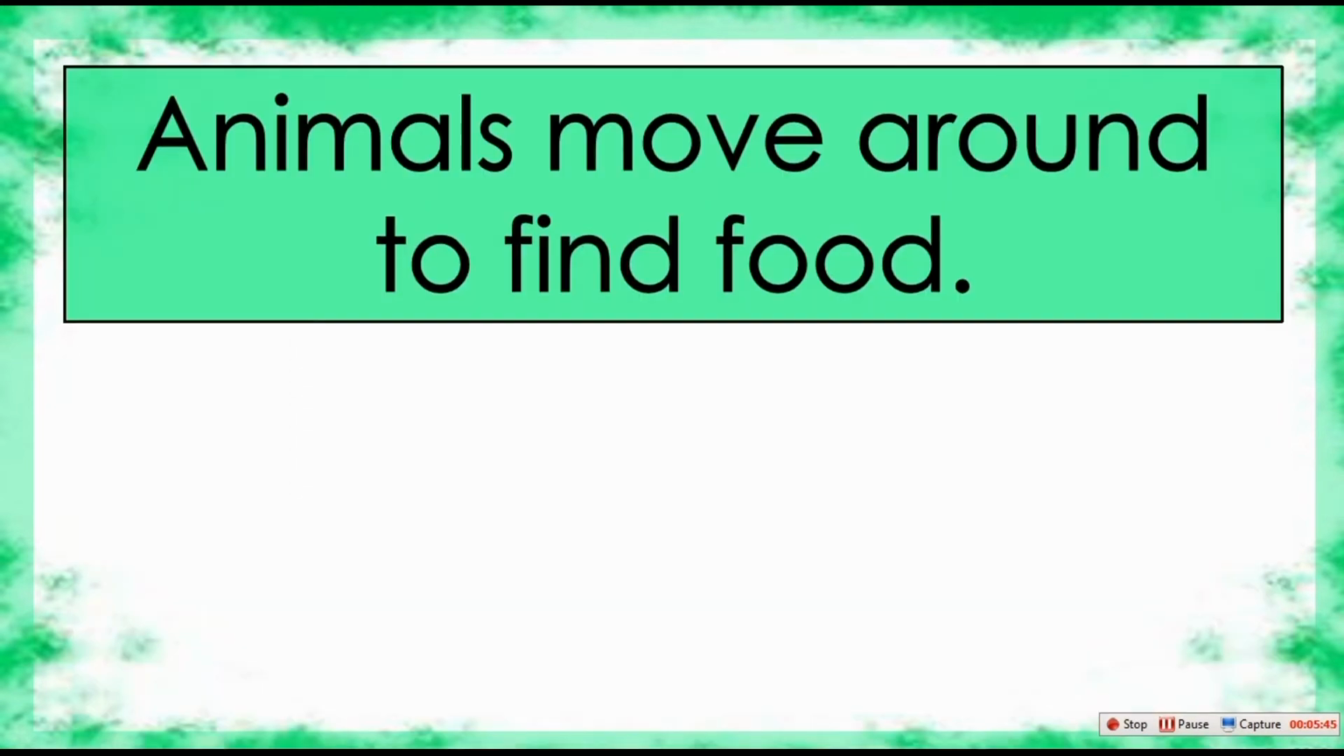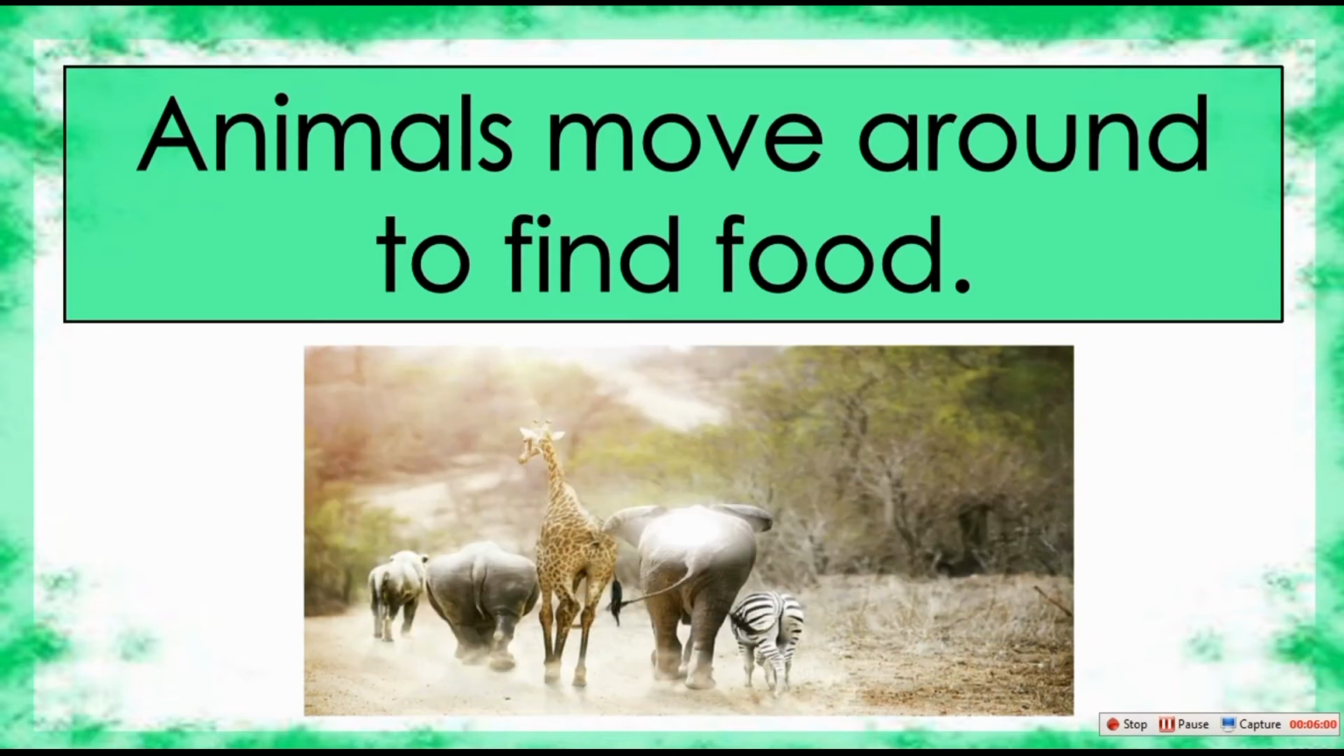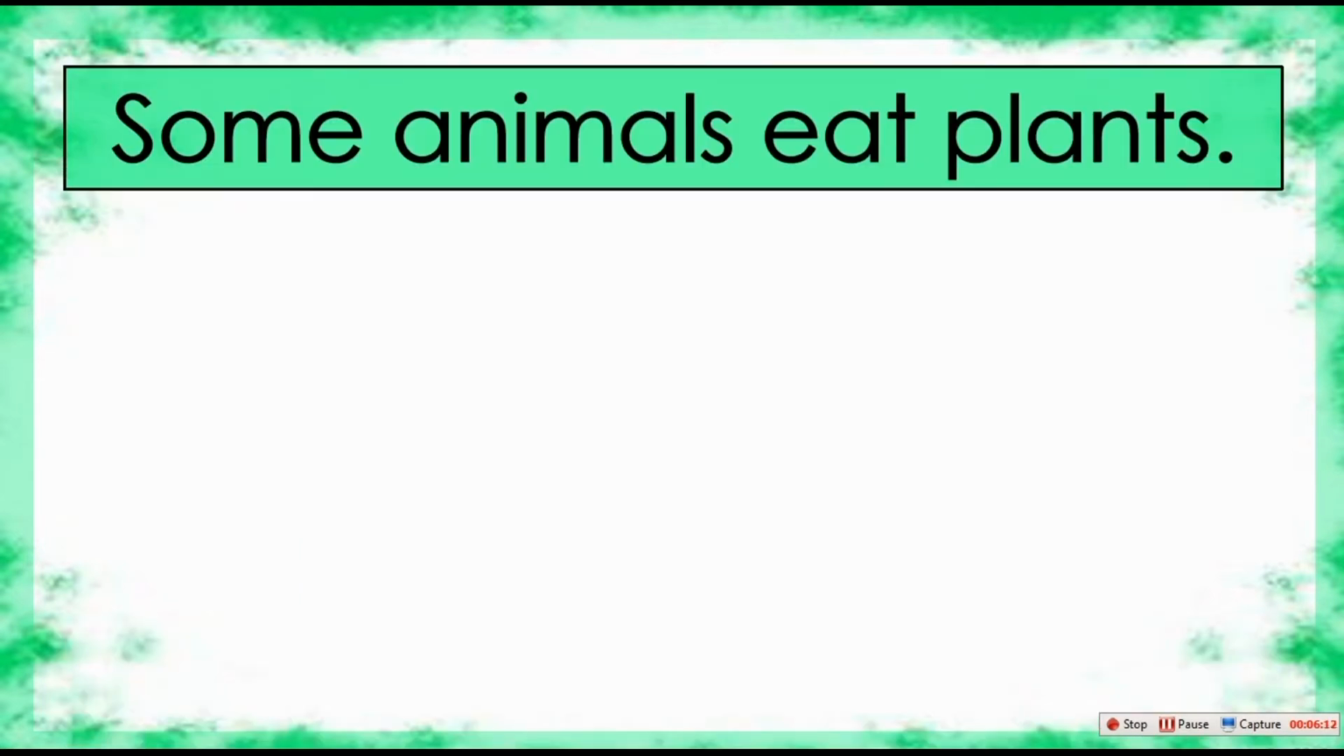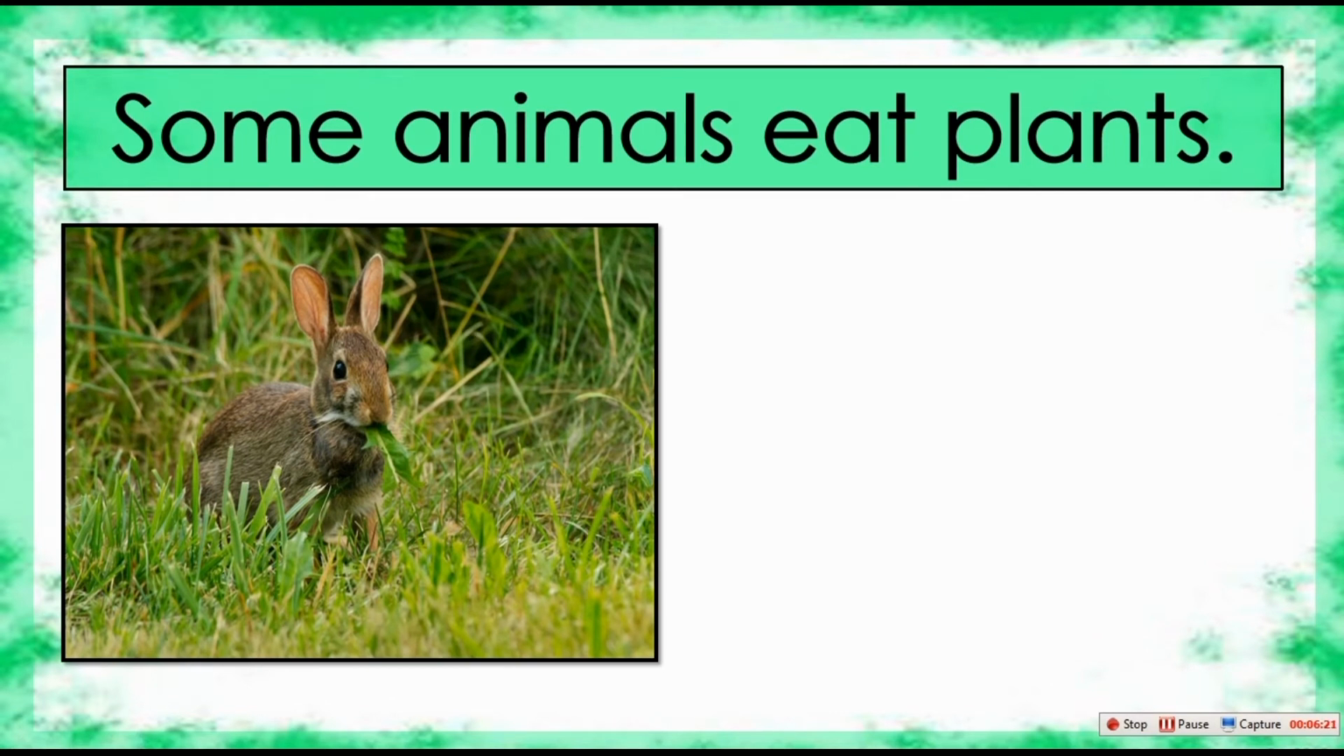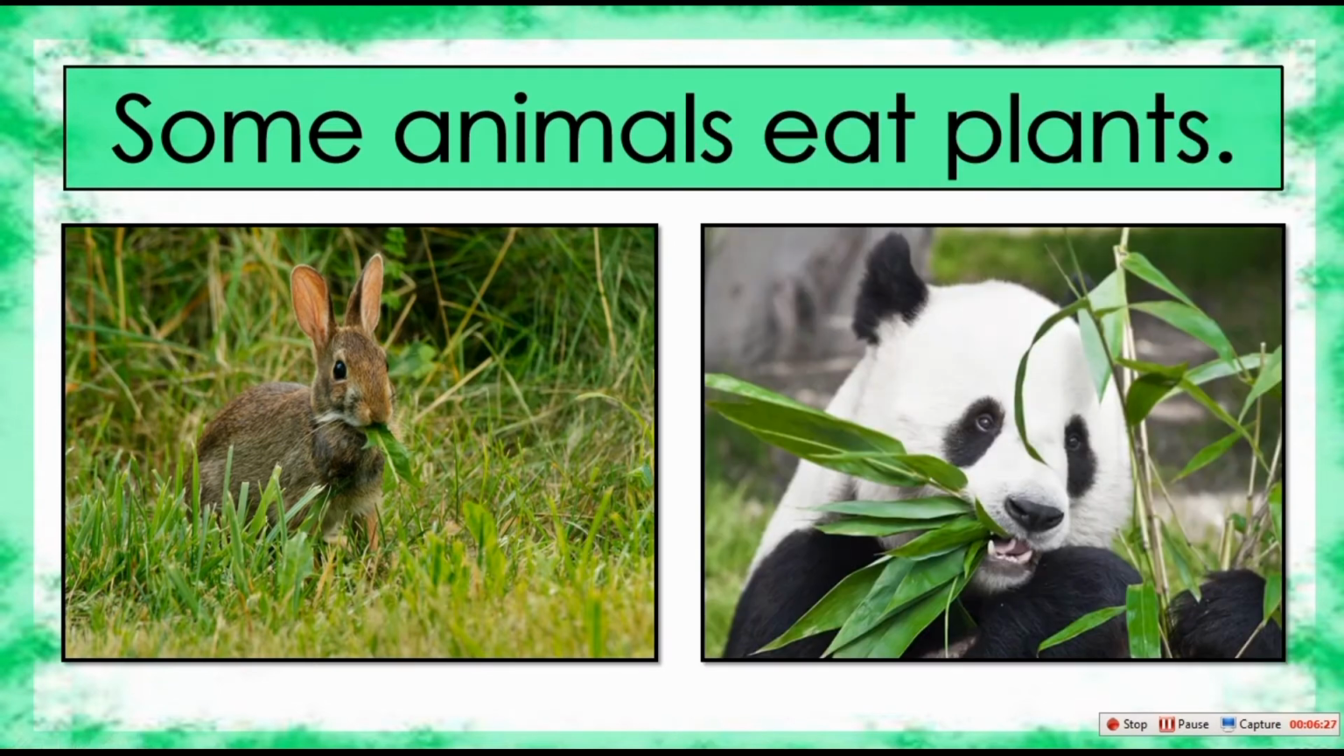Next, animals move around to find food. So this time we are going to talk about animals. Animals move around to find food. Because they have their own feet, they can go wherever they want to go in order for them to find food. Some animals eat plants. Again, some animals eat plants. Just like a rabbit. A rabbit eats leaves.